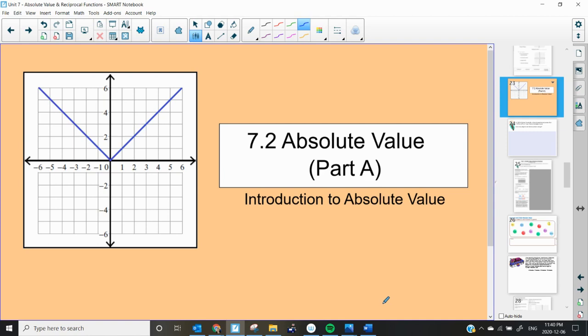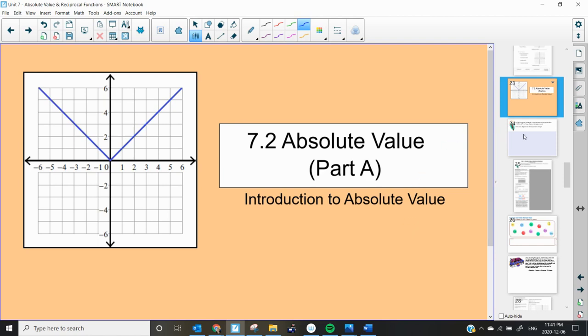Now, before we get into the functions and equations, we need to first establish what is absolute value. Absolute value is a concept that you may have heard about before, possibly in science, maybe in physics, but we don't really look at it too much until Math 20-1. This is also a concept that you're going to use in future courses, Math 30-1, Calculus, and so on. So let's get into just looking at the definition of absolute value.